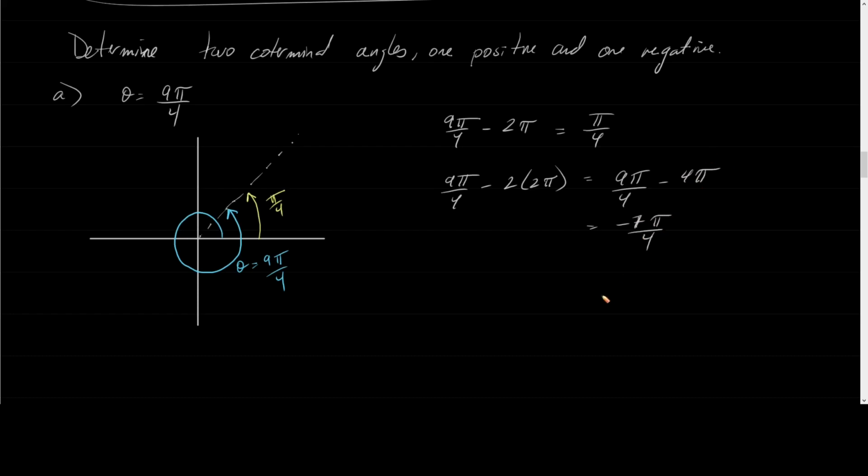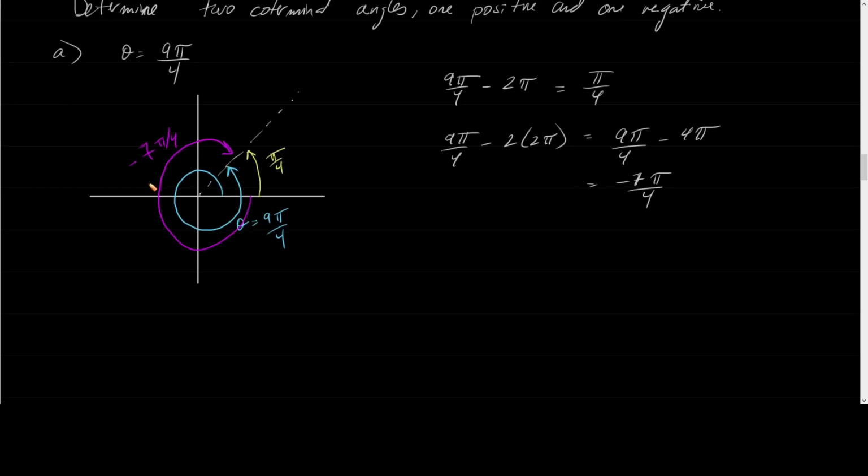pi over 4. Now negative 7 pi over 4, what that would be is we start here, and we measure the other way. Remember, when we measure clockwise, it is a negative angle. So in here, this angle is negative 7 pi over 4. There we go.